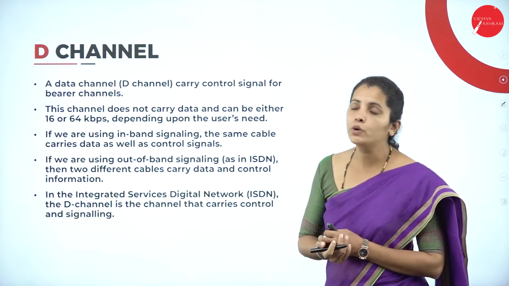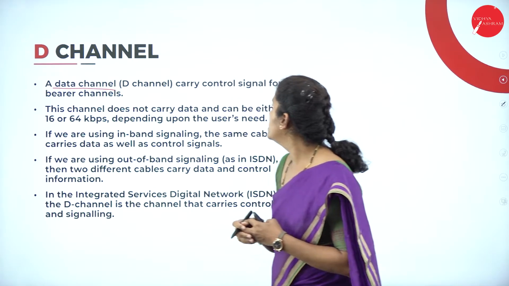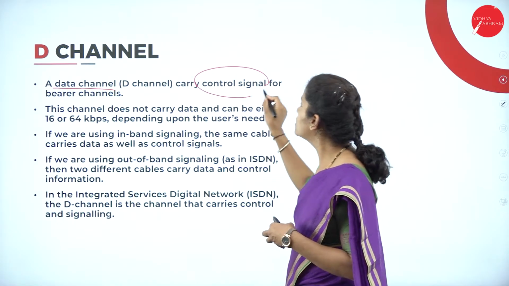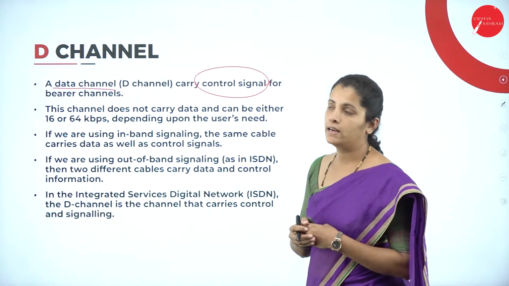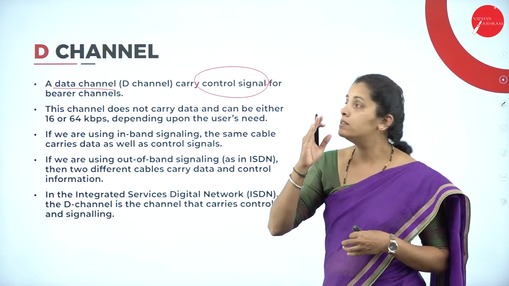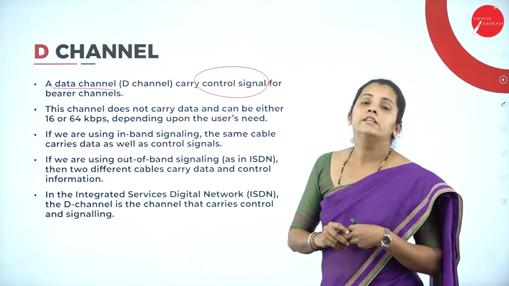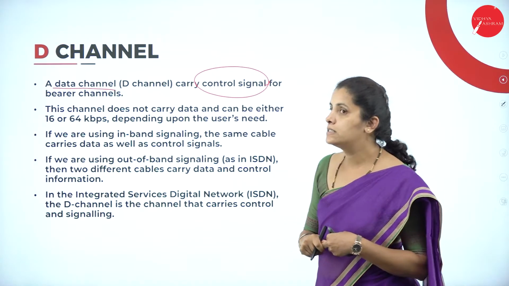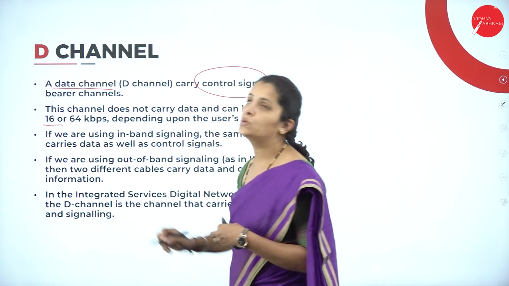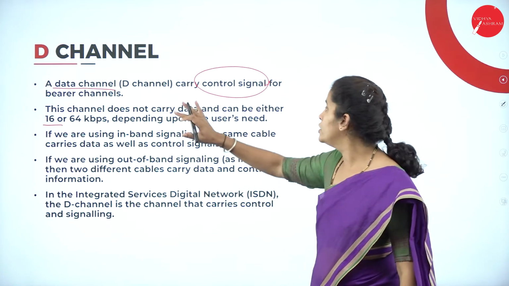Moving further, we have the D channel. It is also called the data channel and it carries control signals. I repeat, it is mainly used to carry control signals for the bearer channels. So this channel does not carry data. The D channel does not carry any data and is mainly used to carry signals, and the capacity for carrying the signals here is 16 to 64 kilobits per second, depending on the user's needs.